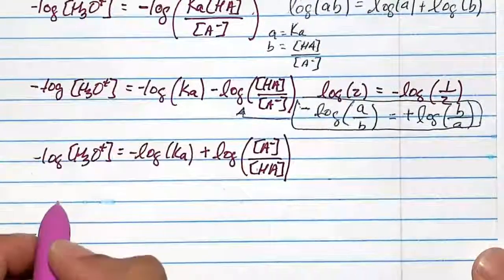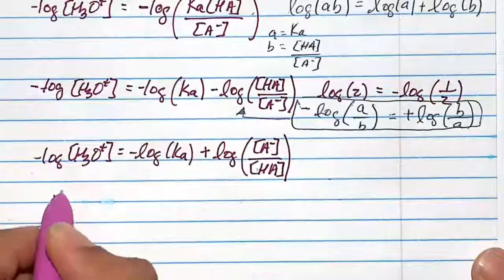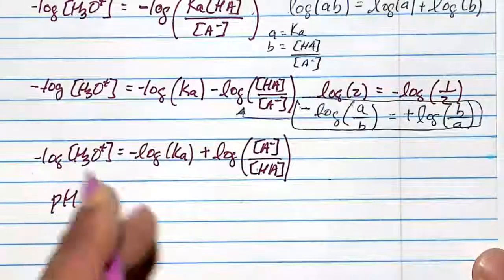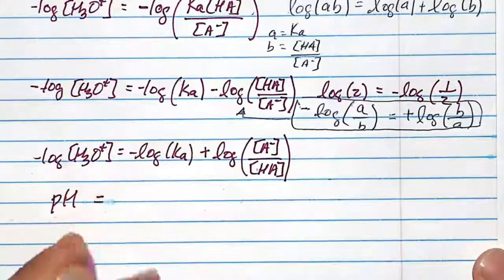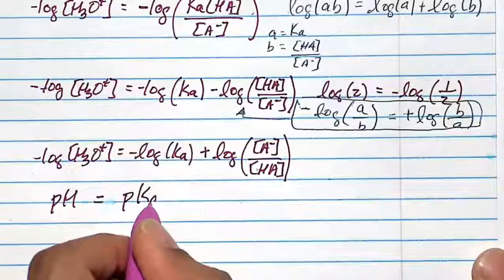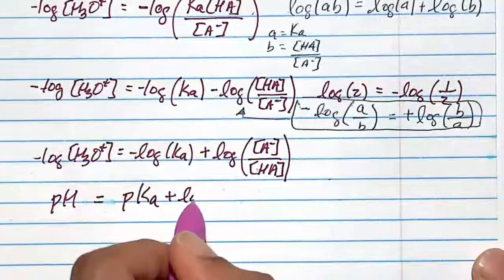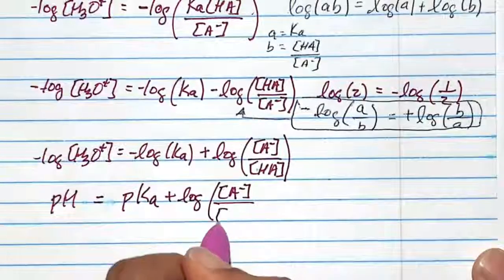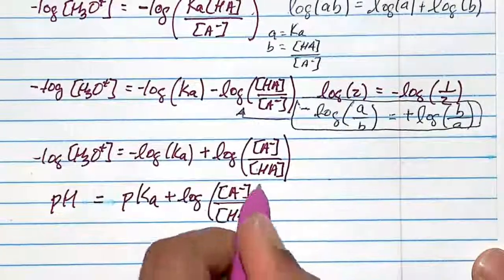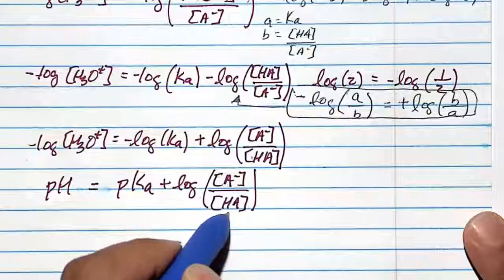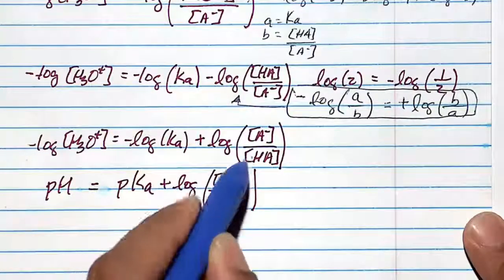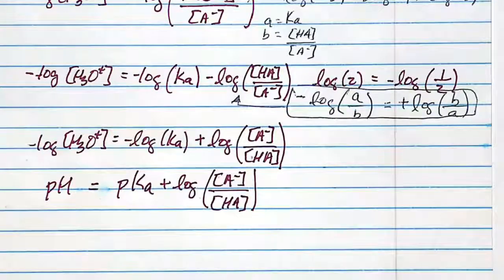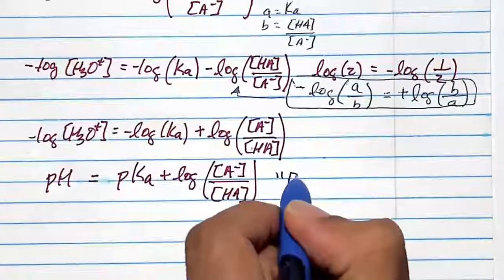So minus the log of the hydronium ion concentration is nothing more than pH. Minus the log of Ka is nothing more than pKa. And then plus the log of the ratio of the conjugate base over the conjugate acid. If you are confused about where the HA goes, does it go in the numerator or the denominator, you can always use this mnemonic: acid at bottom, or bottom acid.